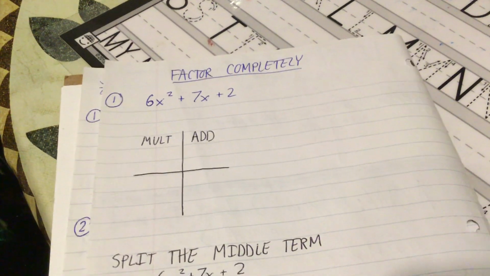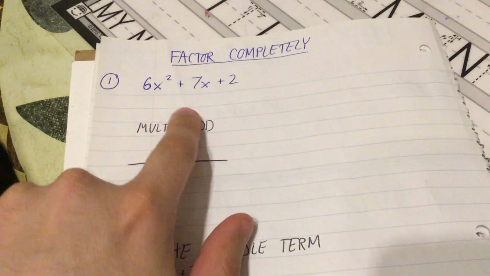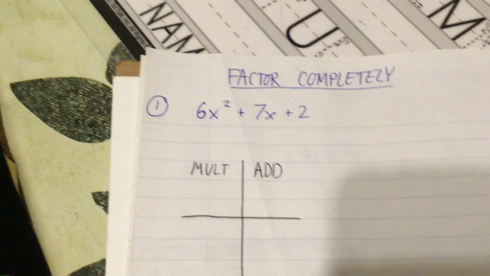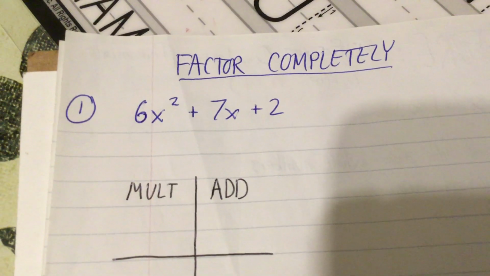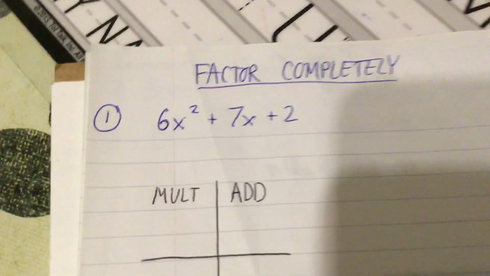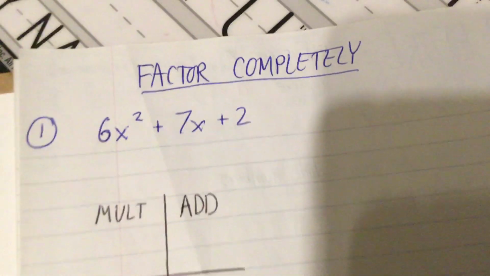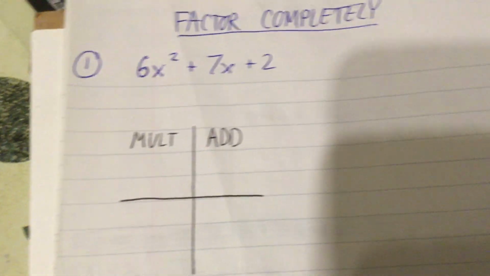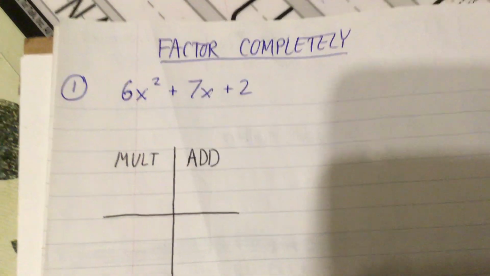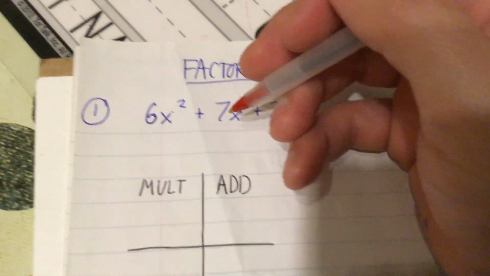Again, these are the expanded versions of the problems that we multiplied. So I want to factor 6x squared plus 7x plus 2 into 2 binomials. So let's take a deep breath. This might hurt. Okay, so step 1, I'm here to help you.